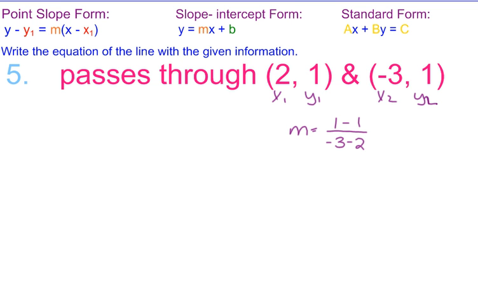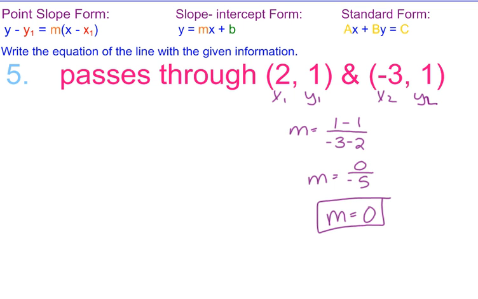So as I subtract here, I notice in my numerator, what do I have? A 0. And 0 divided by a number is 0. So my slope is 0. Anytime you have a slope of 0, you have a horizontal line. That is your line that you're given.